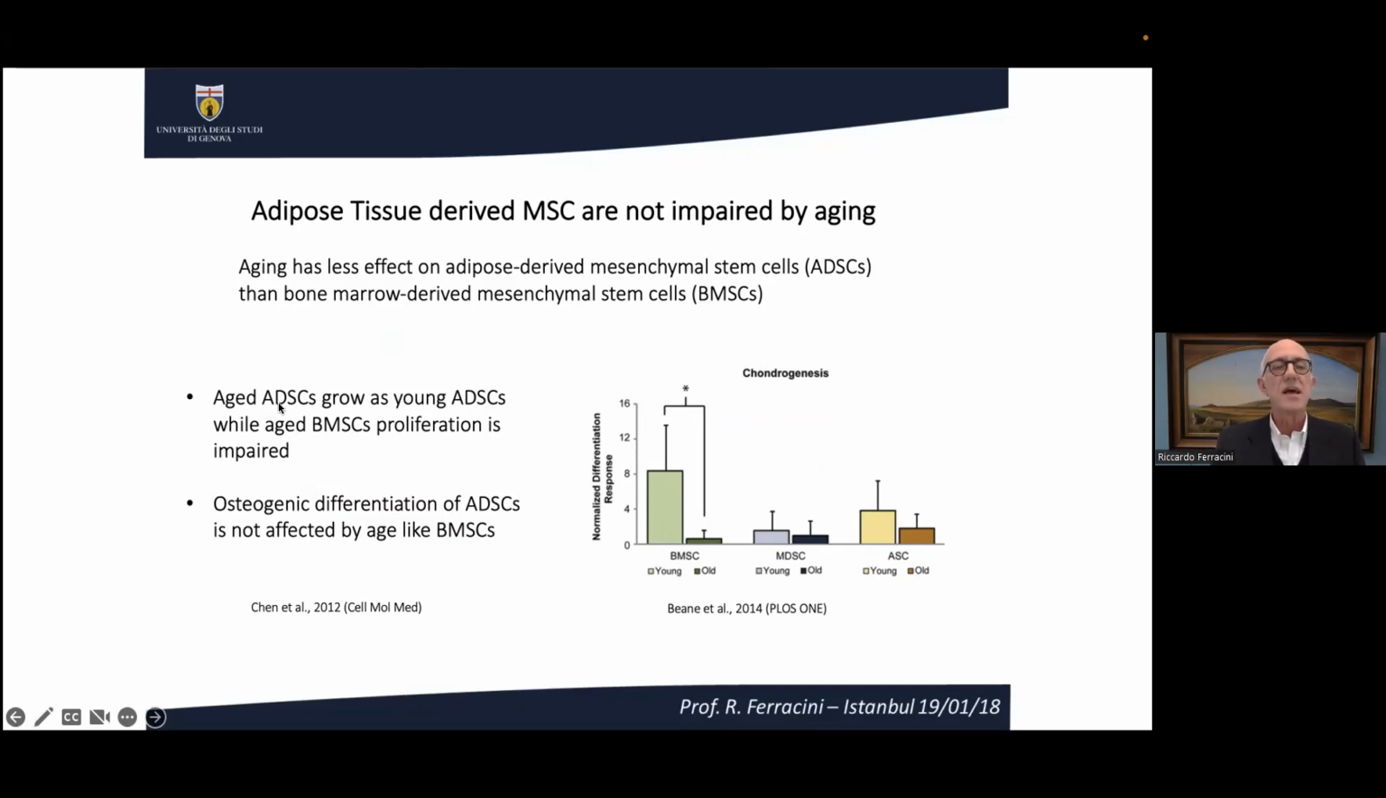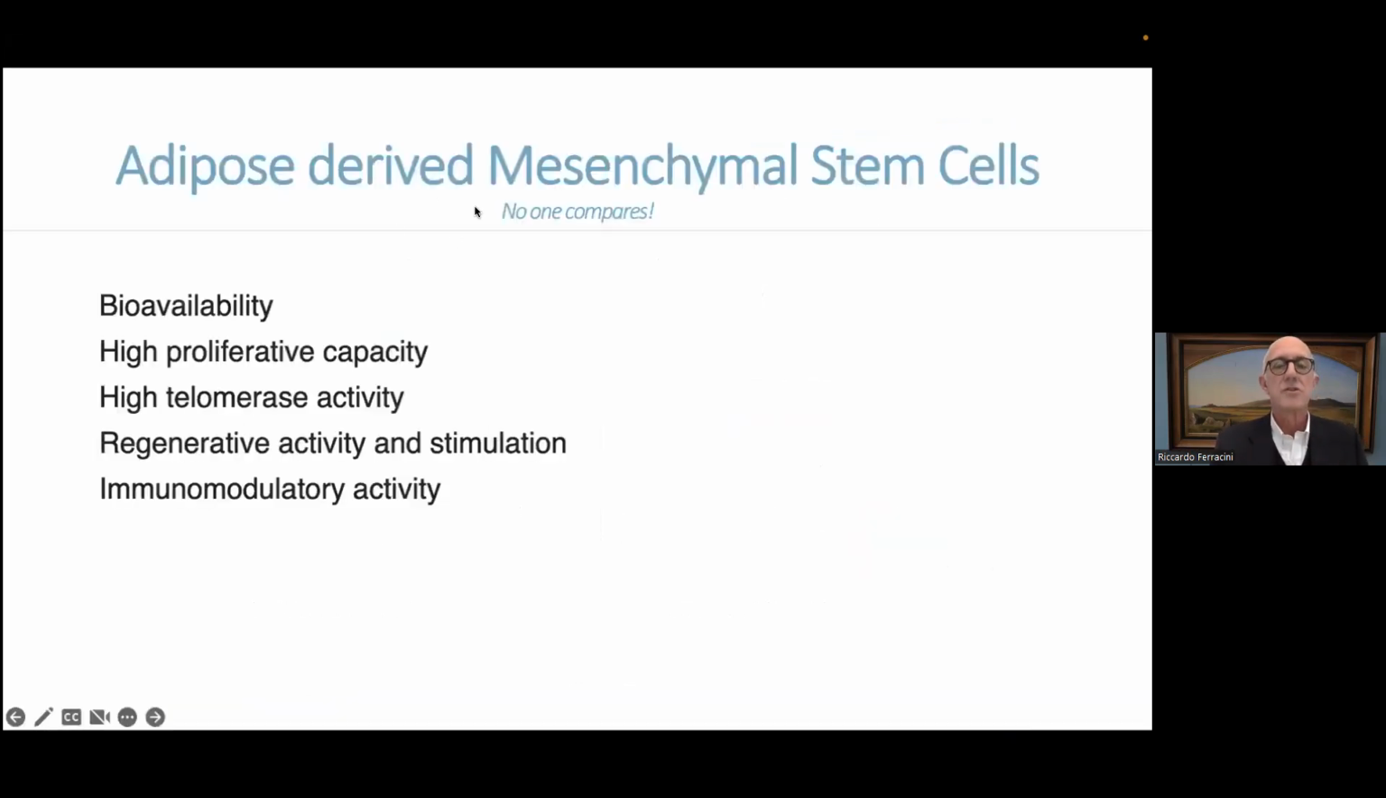The aged adipose-derived stem cells grow as young adipose stem cells, while aged bone marrow stem cell proliferation is impaired. So they are bioavailable, with high proliferative capacity. They don't get old as fast as others, which means they have high telomerase activity. It's a technical way to say that. They stimulate and they immune modulate.